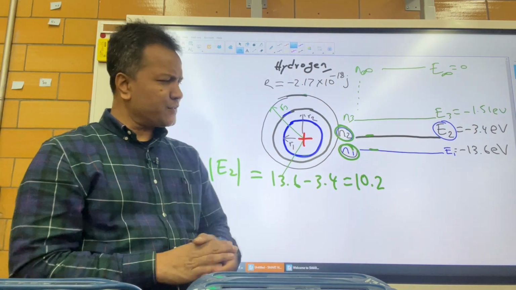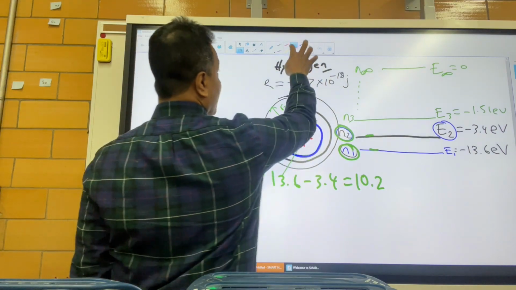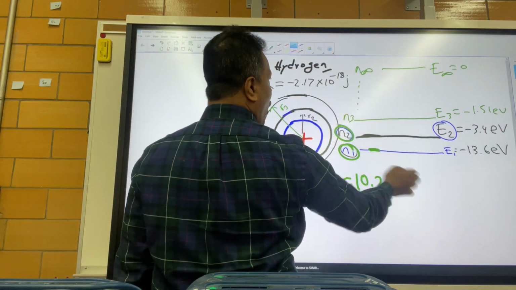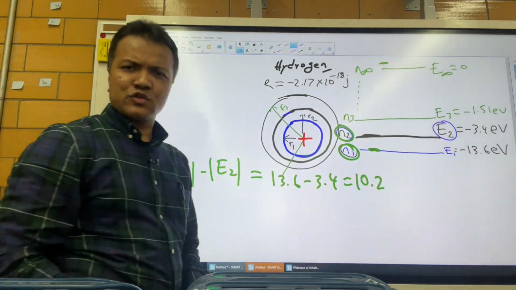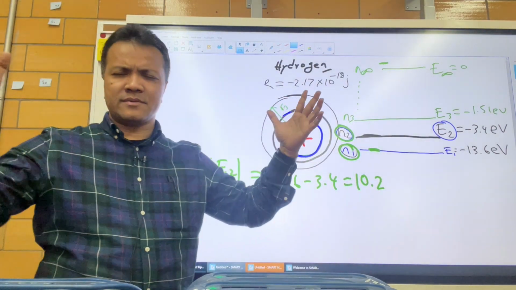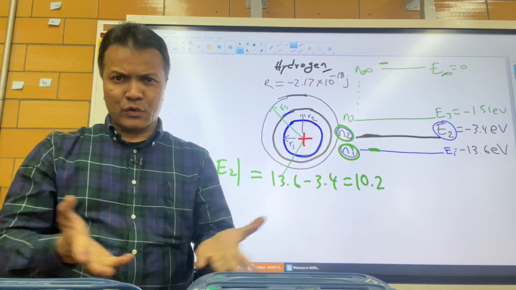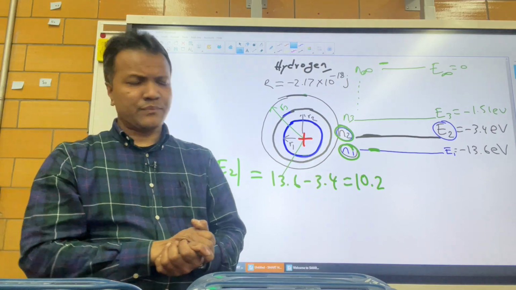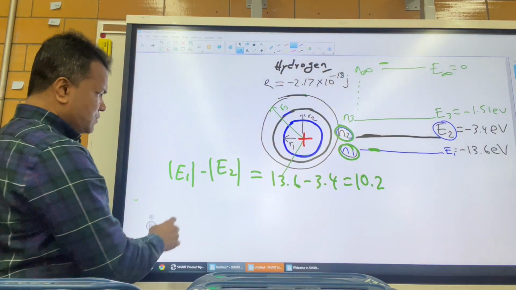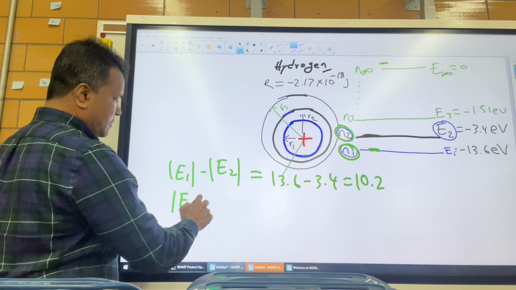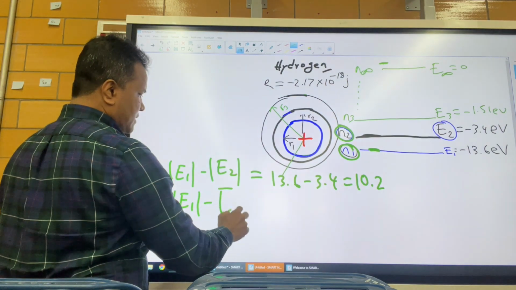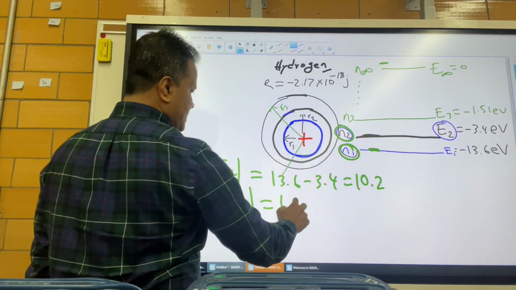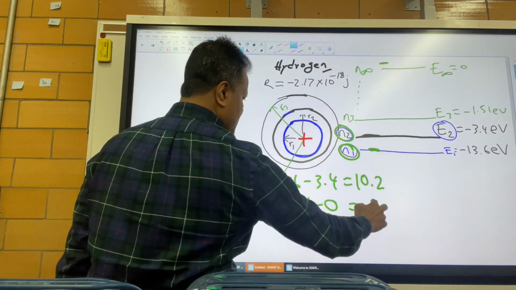How much energy does this electron need to go all the way right here so it can escape the atom for good, making the atom an ion? Well, let's find it out. E1 minus E infinity, so 13.6 minus 0, which is 13.6.